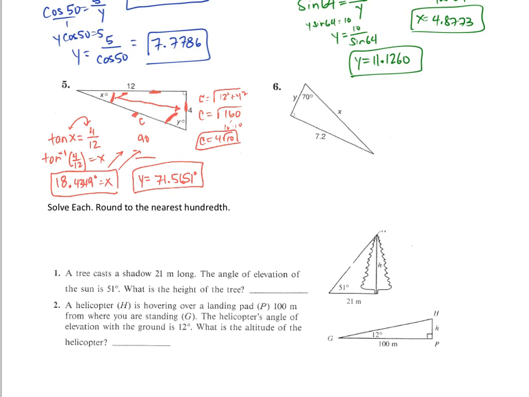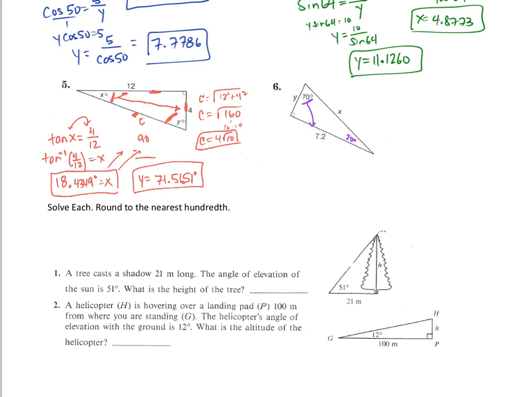Continuing on. Let's see what we got next. This one, here is the 70 degrees. There's the x and there's the y. So I need something that relates these. This would be 20 if I wanted to solve it real quick. So let's solve for the x first.